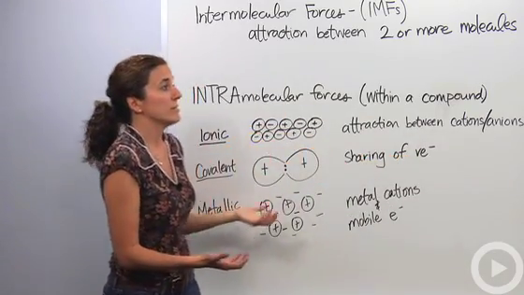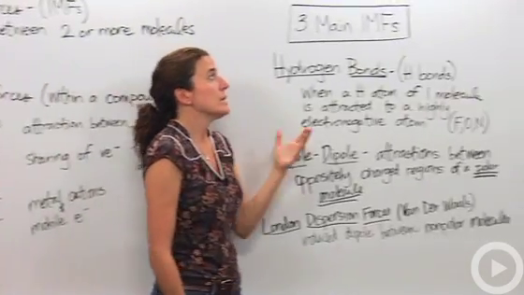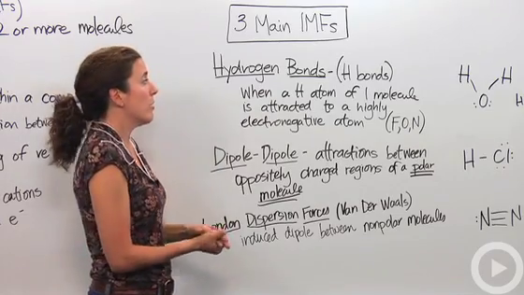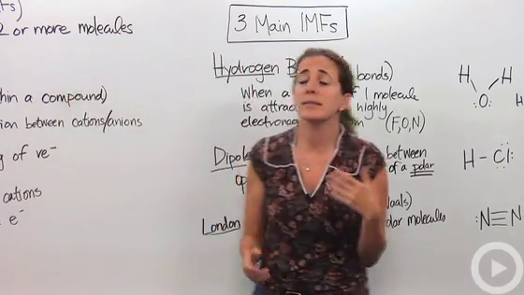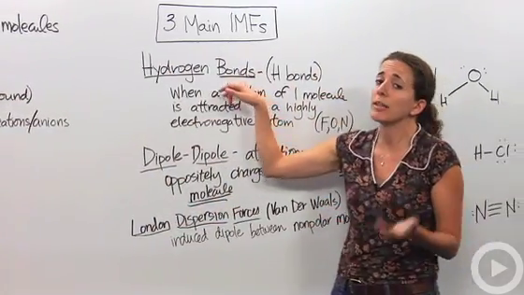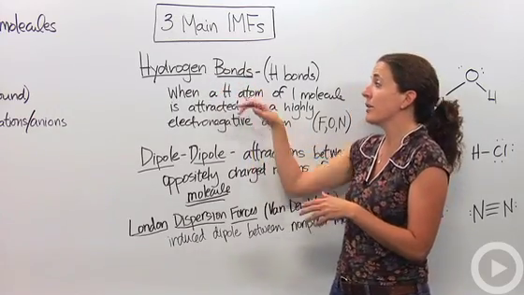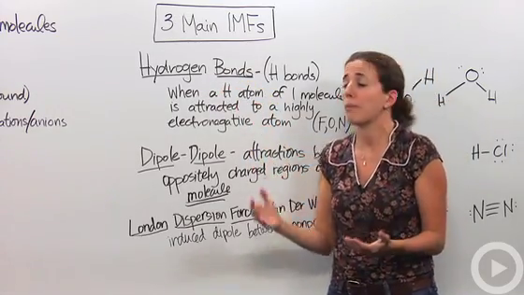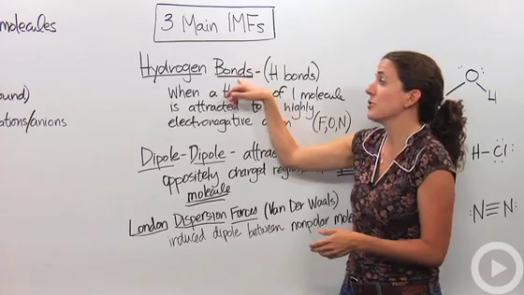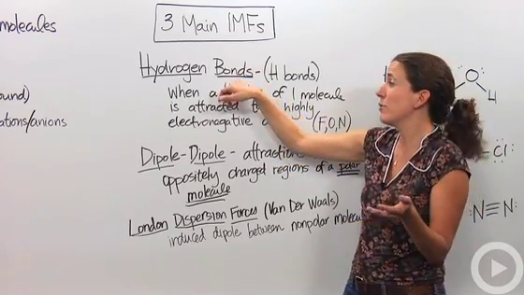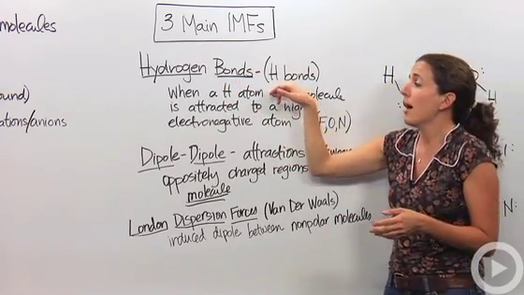So let's talk about those. There are three main IMFs. The first one is called hydrogen bonds. This is deceiving because hydrogen bonds are not really bonds. They're called bonds because they're very strong in comparison to the rest of them. These guys are really strong. You might have noticed them called H bonds.